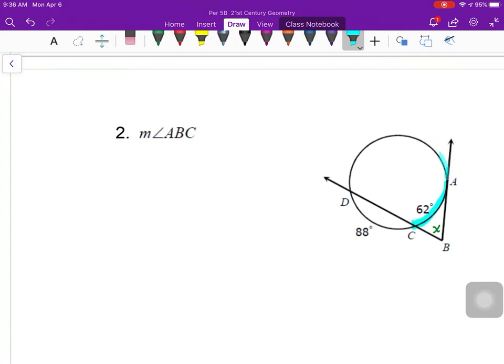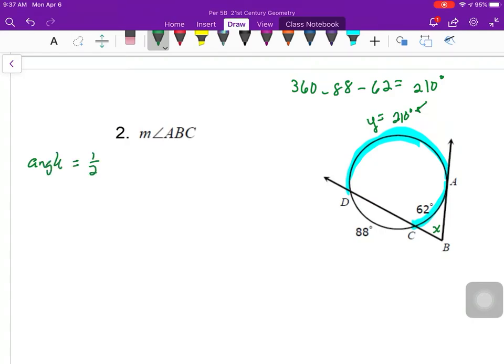Let's do another example. Here's a second example. So the angle we're looking for, I'm going to label it with an X. The two arcs, well, here's one of them right here, and here's the other one out here. Now, unfortunately, they didn't give us that second arc, so we're going to have to calculate that second arc, this one out here. To calculate that, I'm going to take the full circle, which is 360, and subtract 88, and subtract 62. So if I take a full circle minus 88 minus 62, I find out that that arc out there is 210.